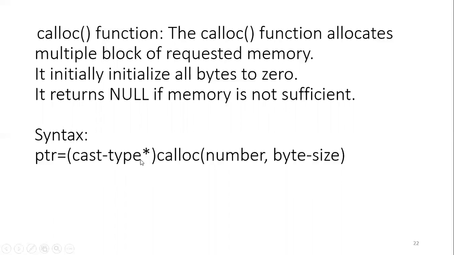The syntax for the calloc function is calloc, the number of elements and the size of the elements, and you typecast it with the pointer type. Here the pointer type is integer, so you need to typecast with int star. If the pointer type is float pointer, you need to typecast with float star, because the calloc function returns a generic pointer, void star.